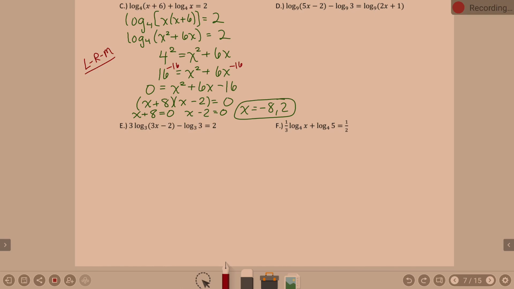Now, also, don't just assume a positive answer works. Because, for instance, if this had been 2 minus 6, that would make the log negative. So you need to check and see what happens. I just don't want you falling under that assumption of positives will always work, negatives will never work.